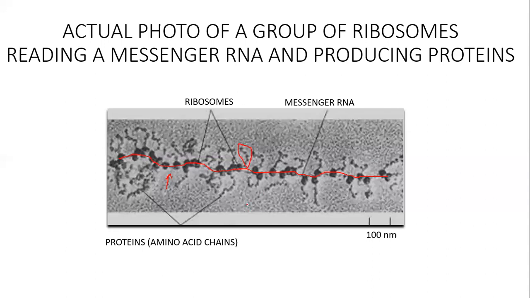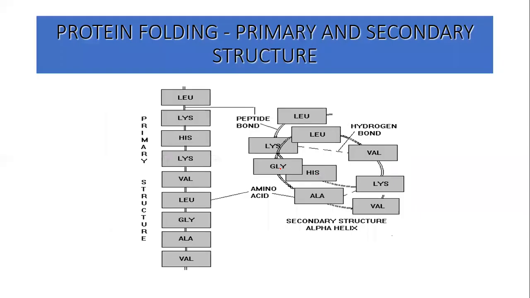Once the amino acid chain is put together, this is what comes off the ribosome: leucine, lysine, histidine, lysine, valine, leucine, glycine, alanine, valine. These are the amino acids in the order according to the code that was on the DNA and the messenger RNA. This is the primary structure. It's just a chain of amino acids. It doesn't work in the cell. It needs to become a shape.